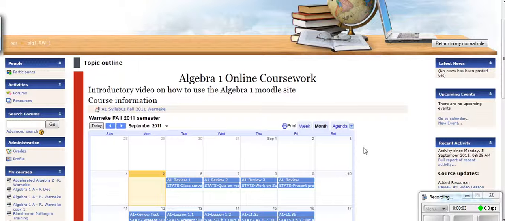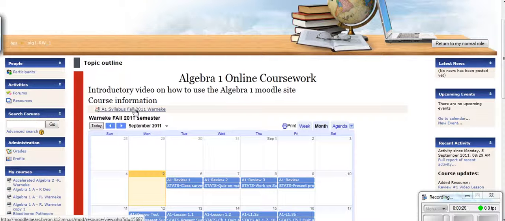This is a how-to video for using the Algebra 1 Moodle site. There are a couple key things I want you to see here so you know how to move around. The first part of this, you'll notice that it says introductory video on how to use the Algebra 1 Moodle site. The video that I'm creating at this moment will go in that spot, so you'll see that once I embed it. But after that, everything will be the same.